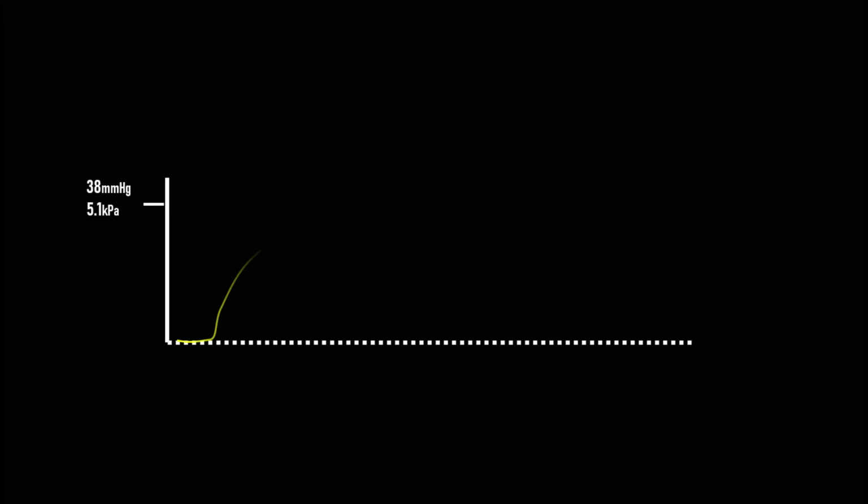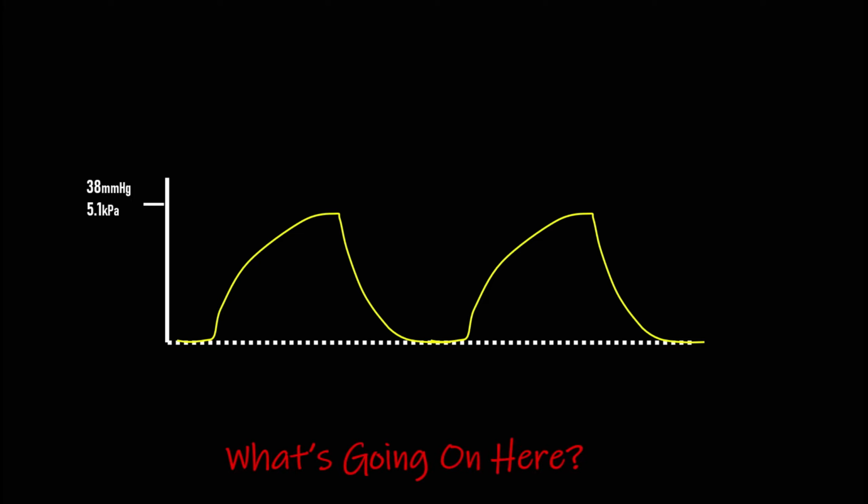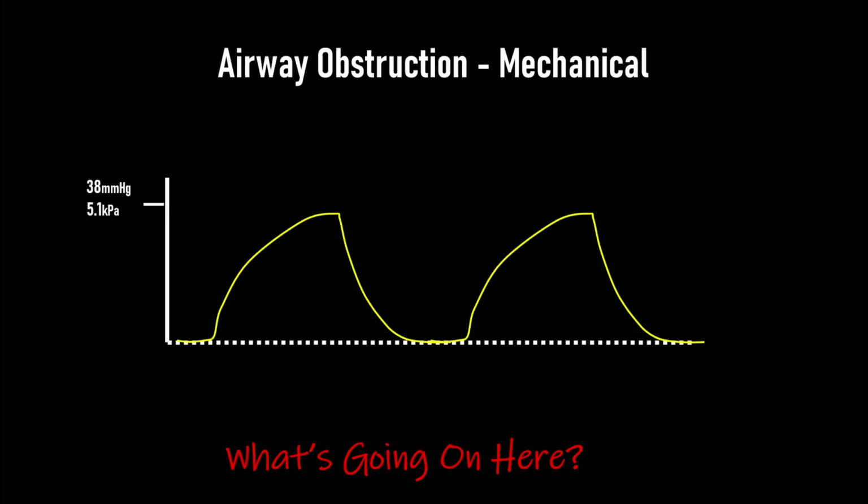What do you think of this trace? What's going on here? This is what you see when there is an object or mass in the airway. There is obstructive flow in inspiration and expiration. Note how long it takes to transition from end expiration to inspiration. Now let's move on.